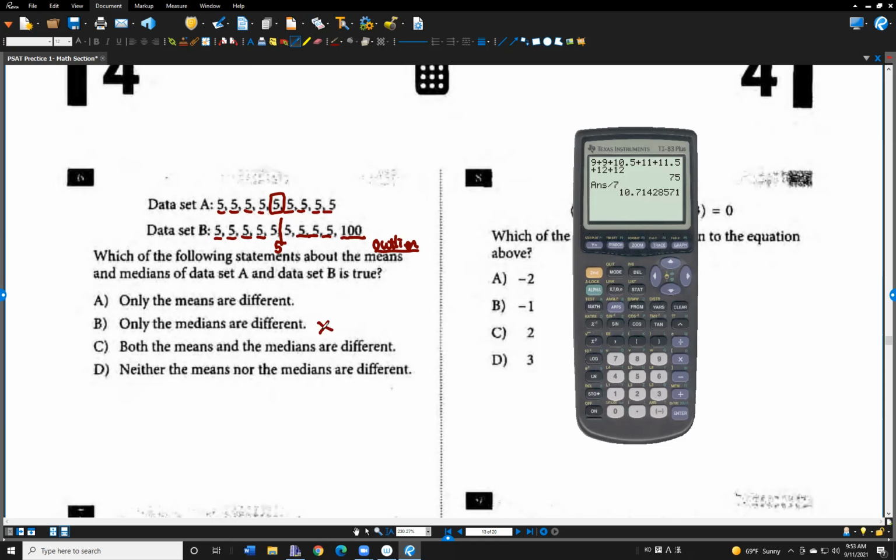Are both mean and median different? No, median is equal, mean is different. Only the means will be different because this large number should move the mean to the right. Here the median equals the mean, but this mean should be moved to the right, around 7 or 8, something like that. So choice A is the answer.